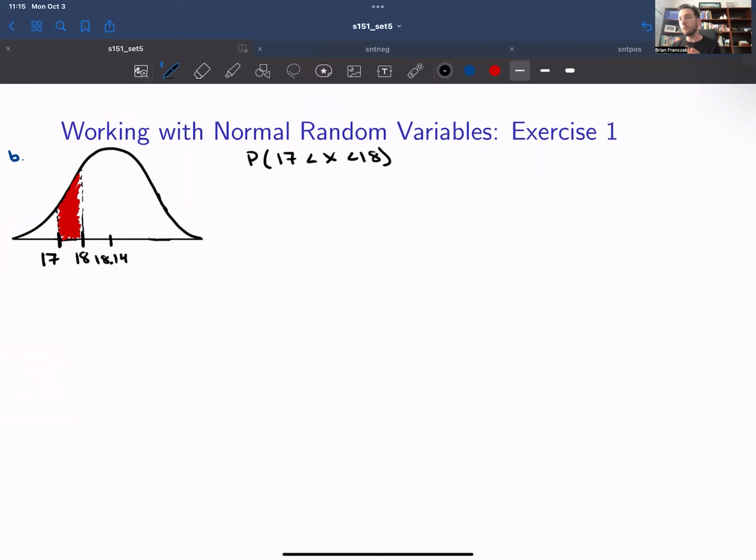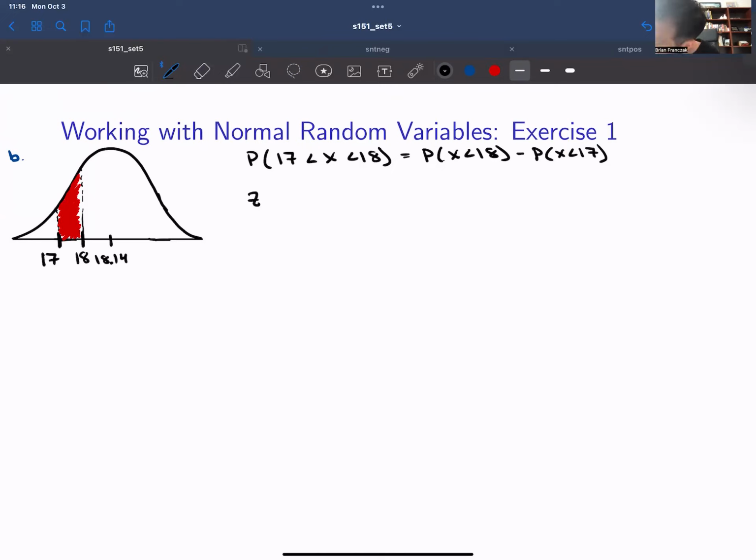Whenever we're trying to find area in between two values, we know that this is found by taking the probability of the larger value and subtracting the probability of the smaller value. So the probability that the value is between 17 and 18 is equal to the probability the value is less than 18 minus the probability the value is less than 17. Now all we have to do is convert each limit into a z-score.